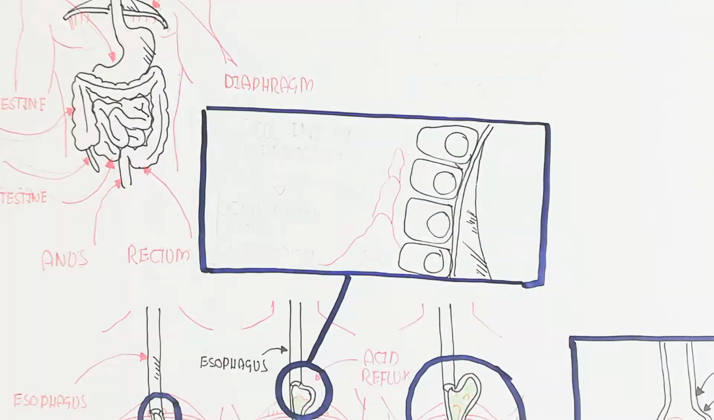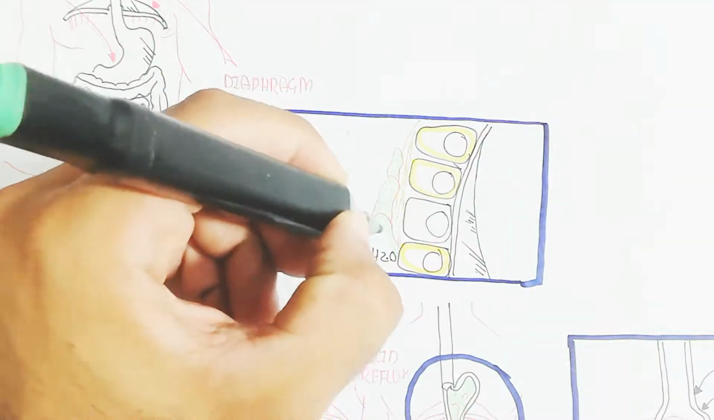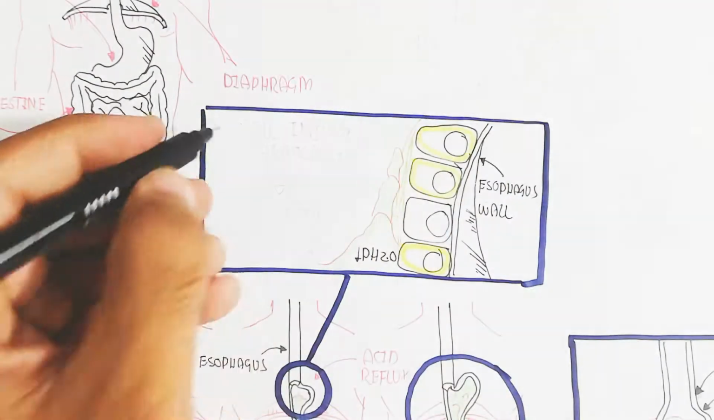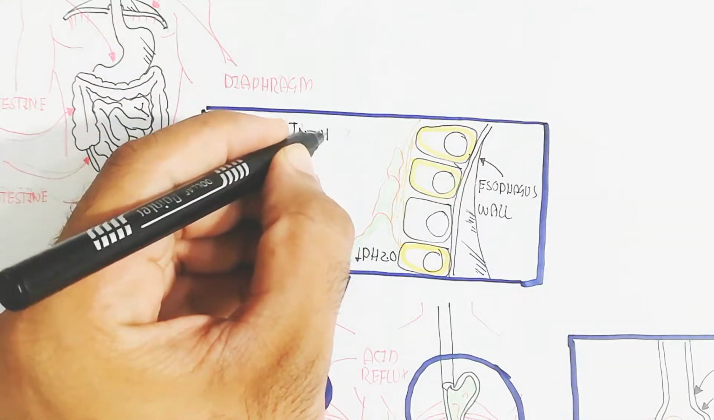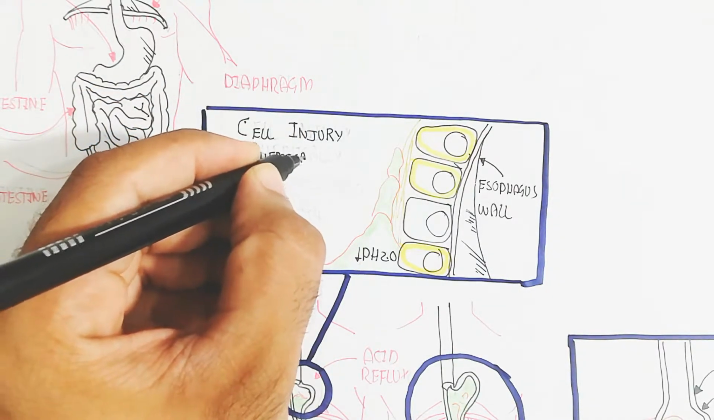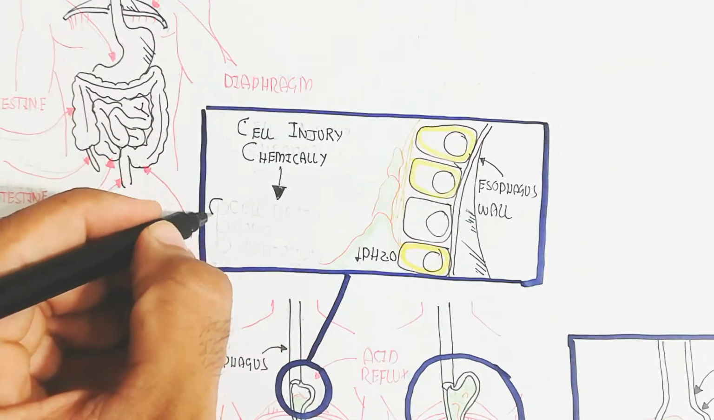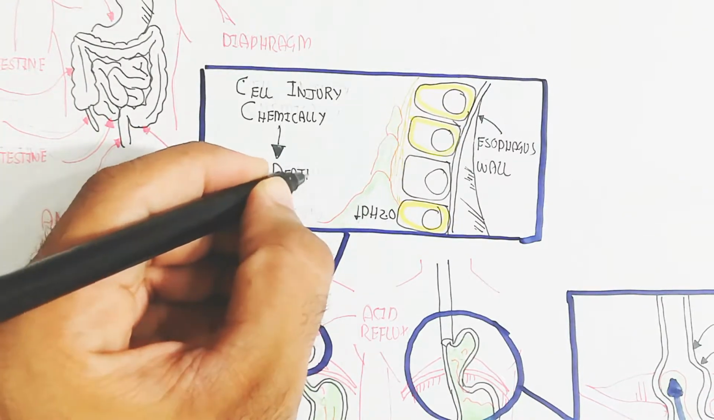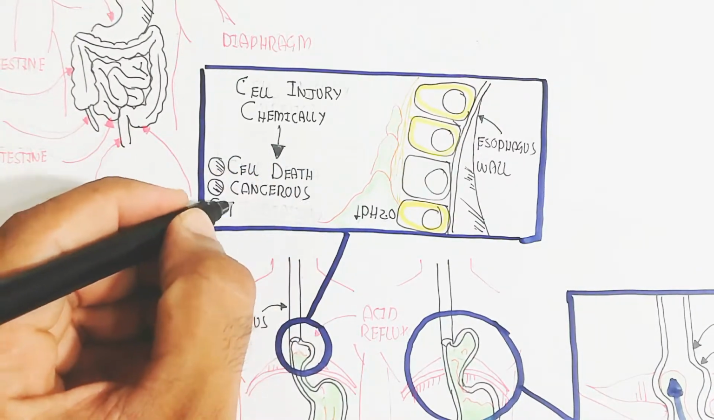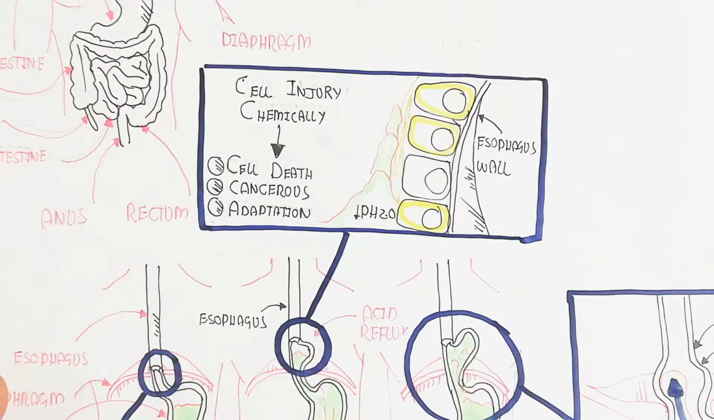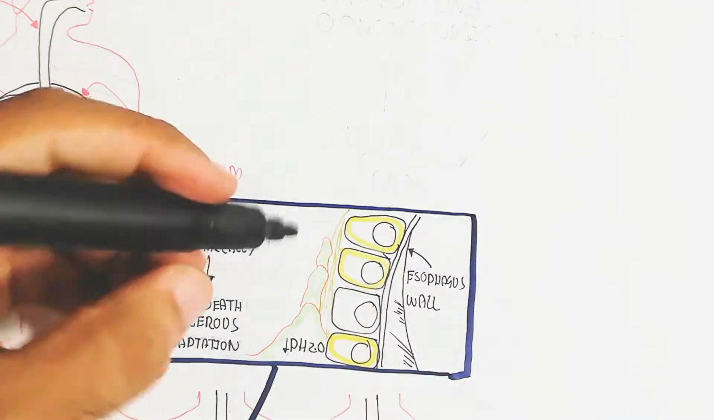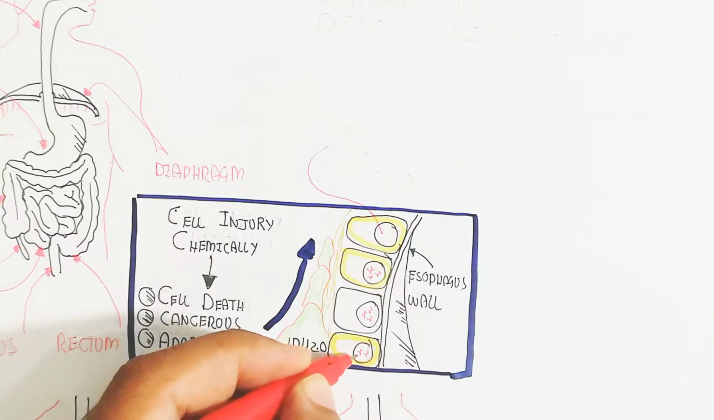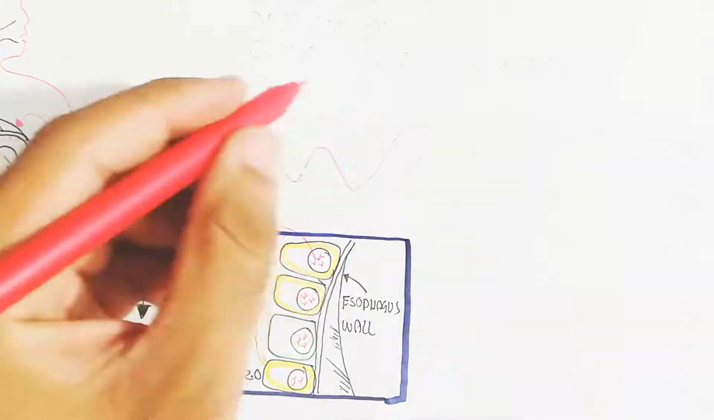This is cell injury due to chemical causes. Chemical cell injury means the cell is damaged because the acid interacts with the cell and changes the cell structure. Chemical cell injury can lead to cell death, apoptosis or necrosis, while the acid can also act as a cancer-causing agent, changing the DNA and leading to adaptation. Adaptation means the cell can change its structure and shape for survival, and the cell can survive.